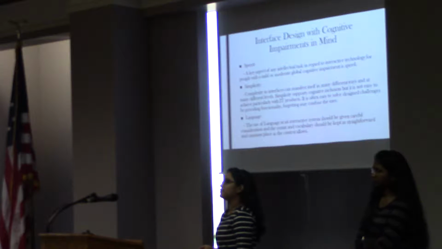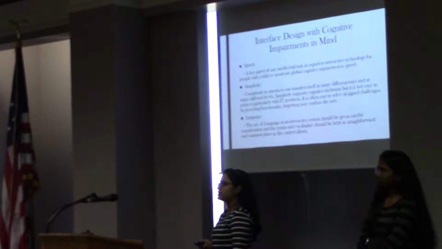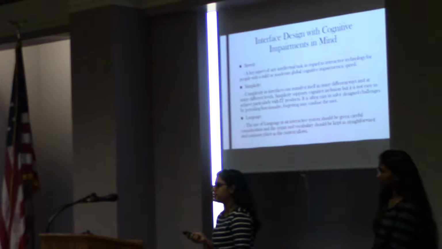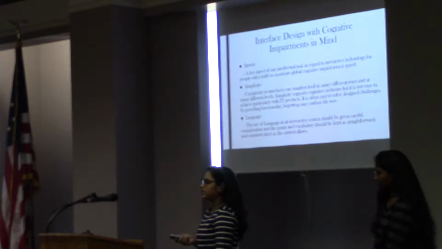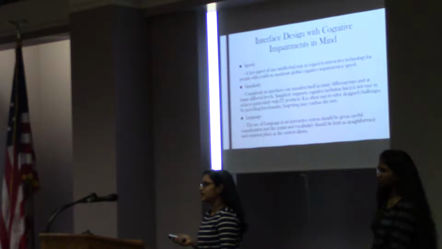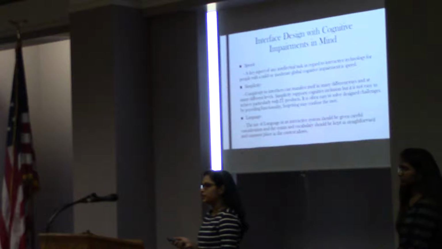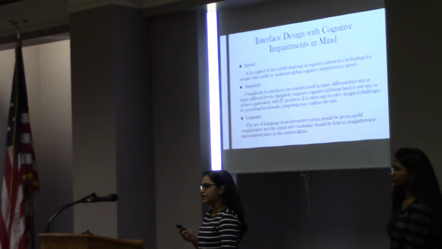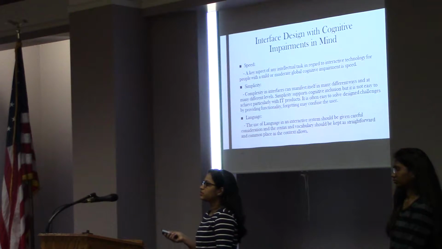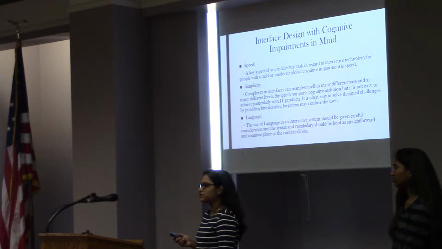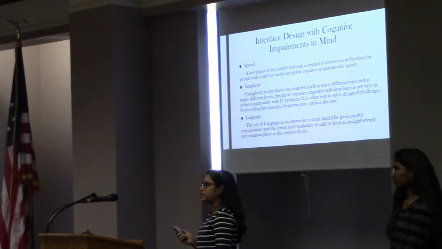So this is the interface design. How we need to design for the cognitive impairments, we need to keep in mind the disabilities they have. The first one will be the speed. They cannot catch it like normal people, so the speed should be reduced to help them understand. And then the simplicity: the complexity should be reduced because they cannot understand as clearly as we do, so it should be as simple as possible so that they can understand easily without any problem.